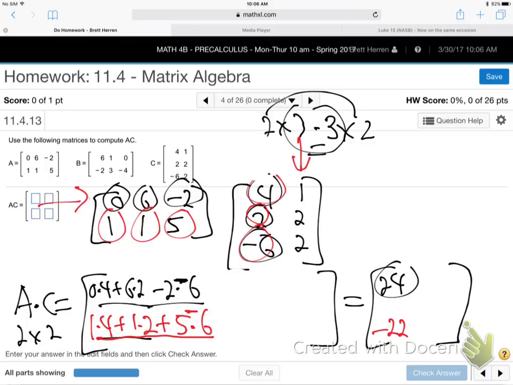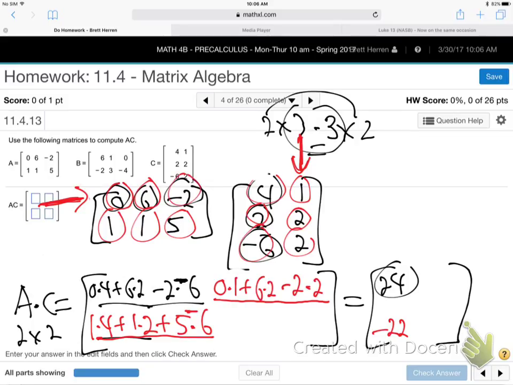Everybody see where I'm at now? I'm trying to get the upper right answer. Upper right, I'm doing upper instead of lower, and right instead of left. Upper right. Here we go. 0 times 1 plus 6 times 2. See, my left hand's going across, right hand's going down. 6 times 2, and then negative 2 times 2. So what is that? 12 minus 4, 8. Upper right is 8.